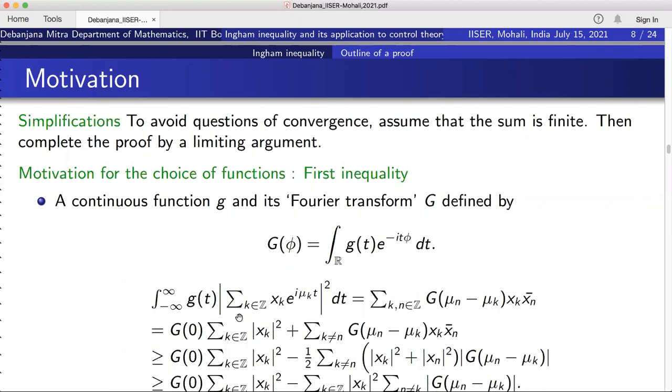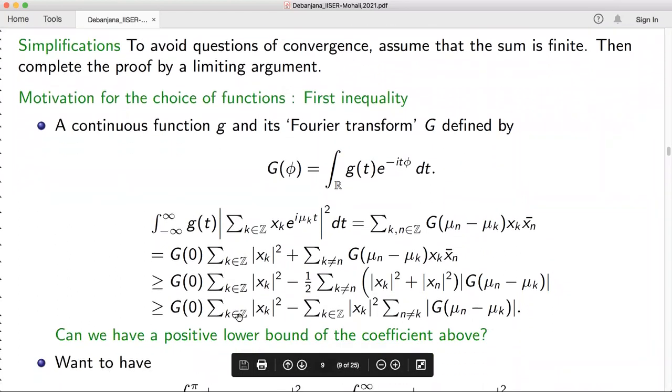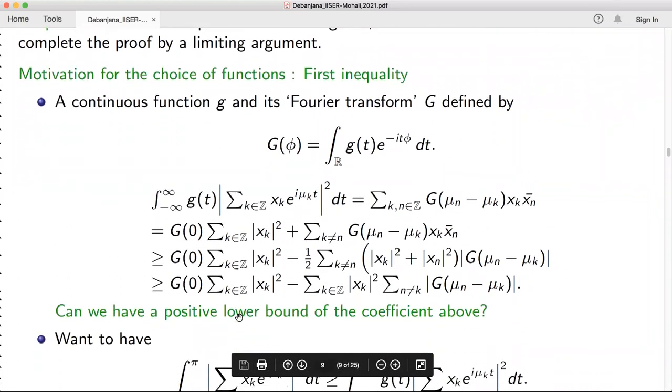Okay, so if we just see what will happen, one way is due to Ingham. His idea is that you consider a continuous function, small g, and consider its Fourier transform, denoted by capital G. In particular, it is defined in this way. There could be some weight 1 by 2 pi, but he is not considering that. We have to determine which small g and capital G we need in our case, but suppose we just blindly go with that.